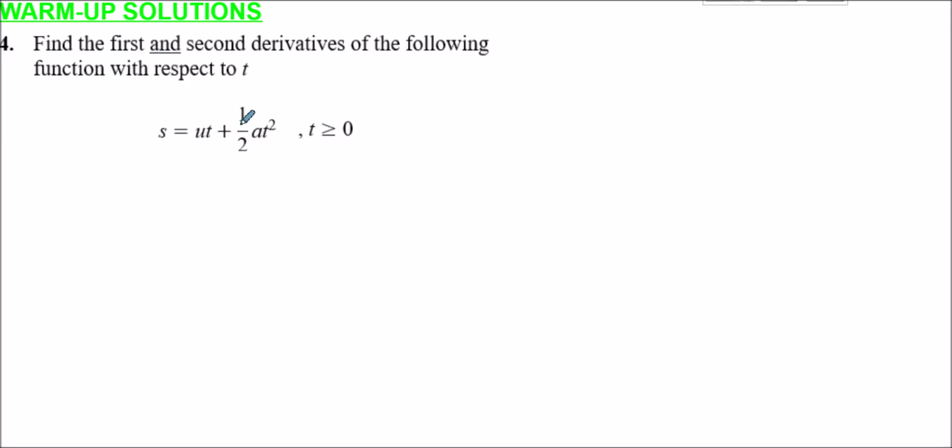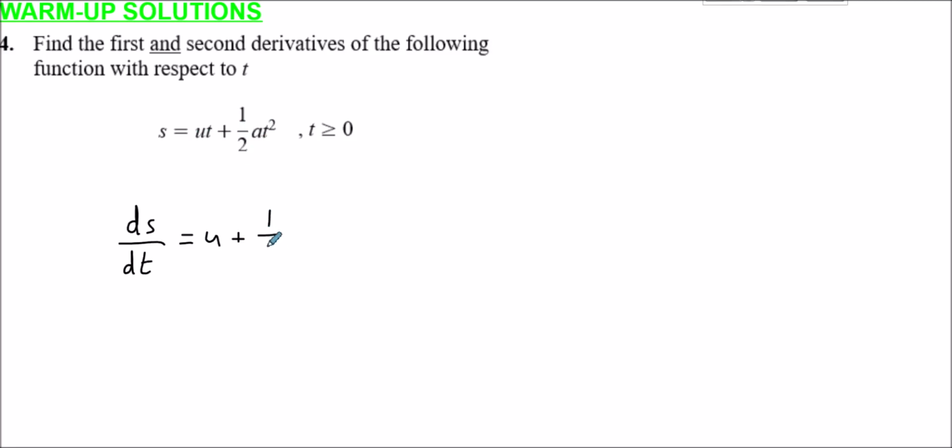s equals ut plus half at squared. This should now be familiar to you. We're going to find the first and second derivatives of this with respect to time. And so if s is this, ds by dt, differentiate this with respect to time. Here, u is just a constant, u is the initial velocity, whatever that might be. So if we differentiate this bit, ut just becomes u. Whatever a is, for example, a might be g, half a, as a is just a constant.